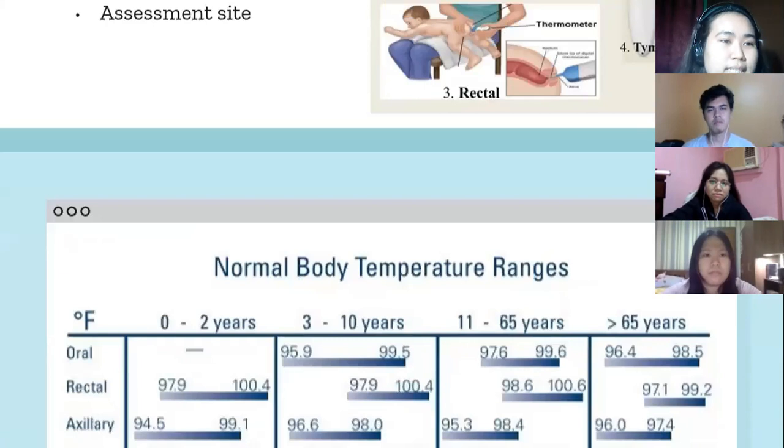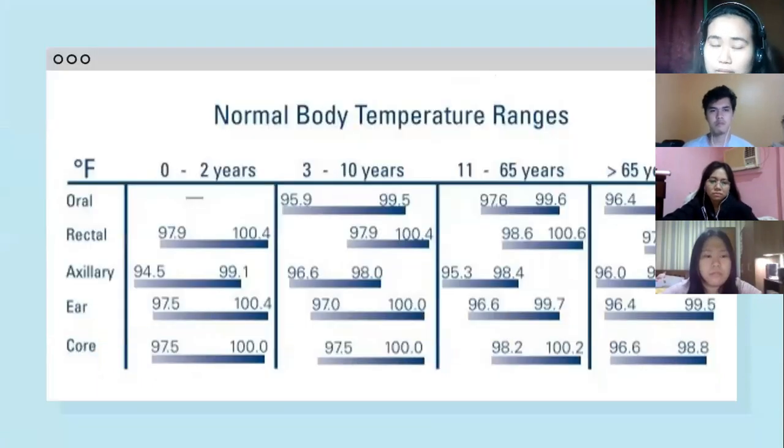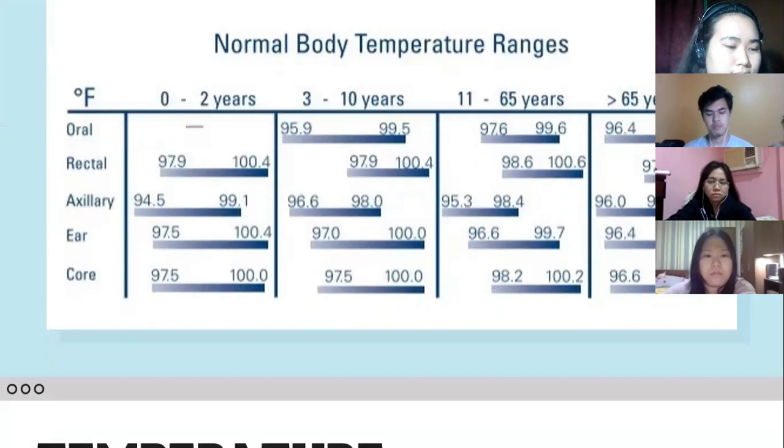As I said on the previous slide, the temperature ranges depend on the age and even on whether the patient is male or female. So you can see that it varies with age and even the site of assessment. You don't need to memorize that one because it is in Fahrenheit, but might as well remember the Celsius values because they are used in our country when you assess your patient.